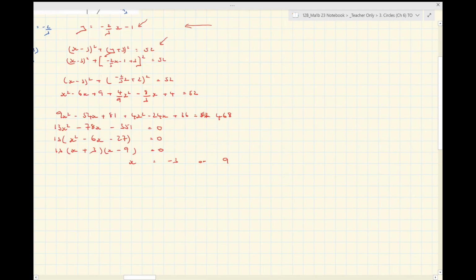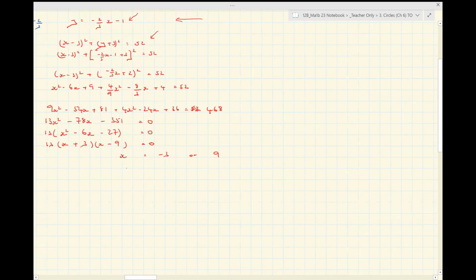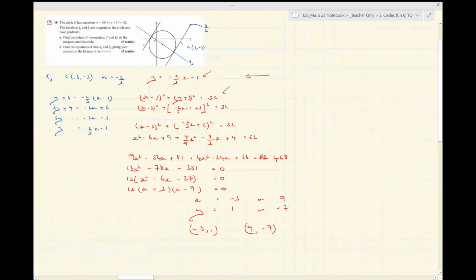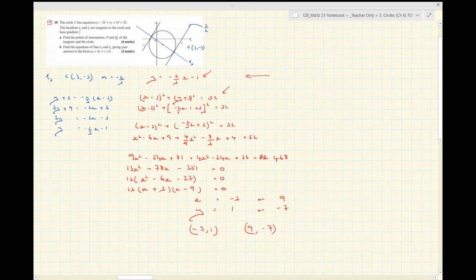So if x is minus 3, then y is minus 2/3 of that, which is 2, take away 1, which is 1. Or if y is 9, then it's minus 6, take away 1 is minus 7. So my 2 points are the point minus 3, 1, and the point 9, minus 7. Let's just see if that looks okay. That looks right on the diagram, and that is 18a finished.